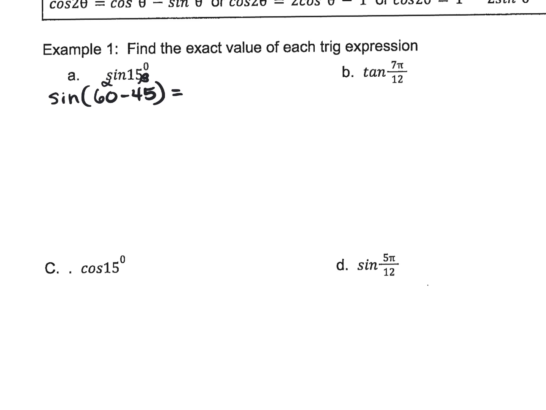Alpha is the Jesus fish. Beta is just like a curly B. Sine of alpha minus beta is sine alpha cosine beta minus cosine alpha sine beta. You can use A and B if you want. Now let's fill in the amounts for alpha and beta into our formula.